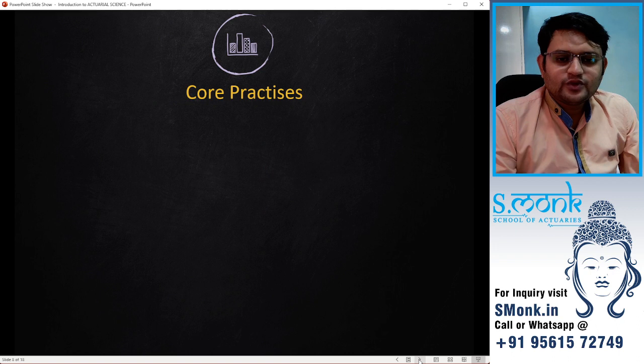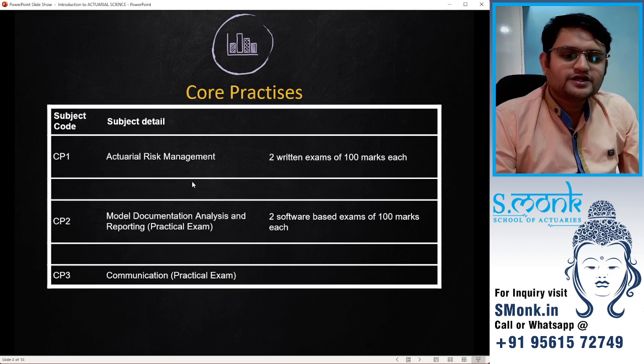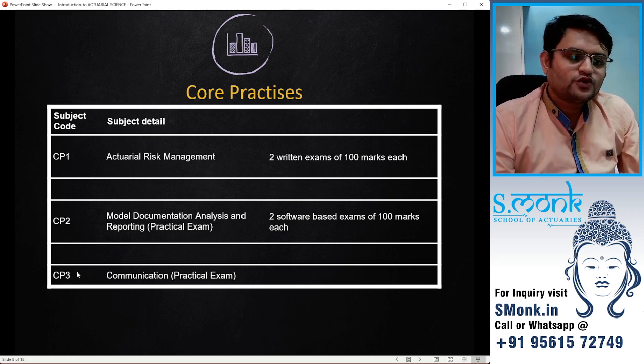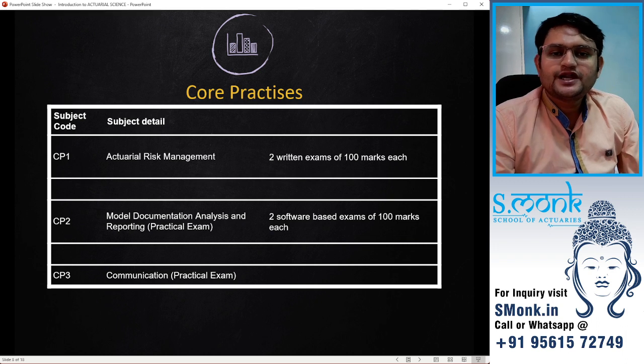So by the time you complete your core practices, you would definitely have more than 1 year of experience. And when you complete all of this, CP1, CP2, CP3, you would get associate actuary degree.